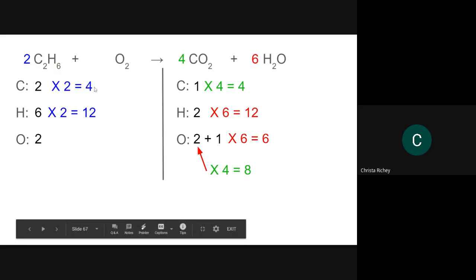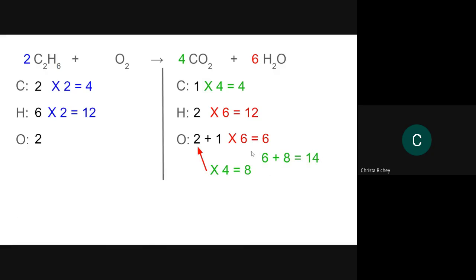So now I'm going to double check. 4 is 4. I'm good. 12 is 12. I'm good. 2 is not what this is. So now I get to add these. 8 plus 6 is 14. So in order to make 2 times x equals 14, that magic number is 7. And this 7 goes up in front of the oxygen. I do not have any holes that I need to fill in with a 1. Once again, this is a combustion reaction.